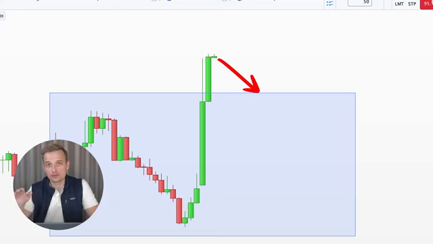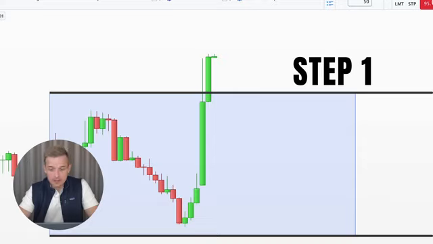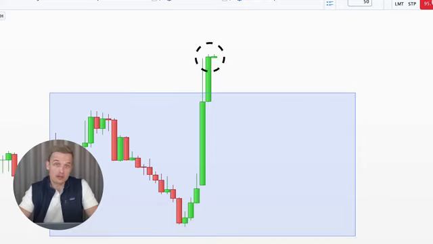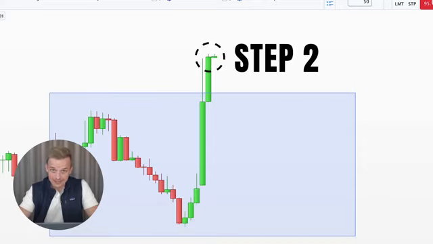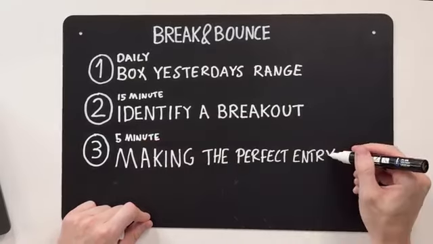Now let's move on to the third and last step, which is to make the perfect entry for what usually comes after this, which is a retest of this level and a bounce. So our levels are drawn in. That is step 1. We have that 15-minute candle close above our previous day's high. That's step 2. And this step we do on the 5-minute time frame. So we switch the chart to the 5-minute time frame.